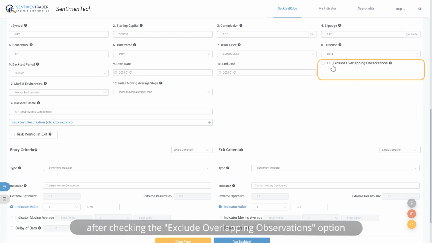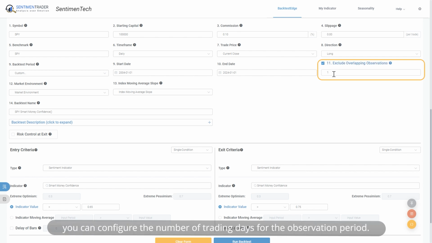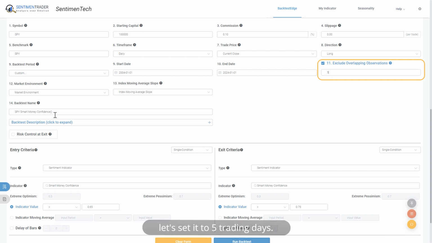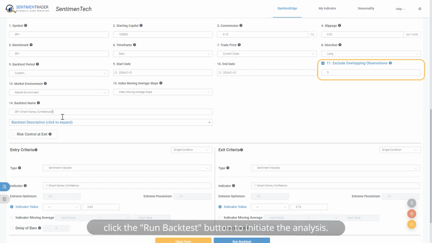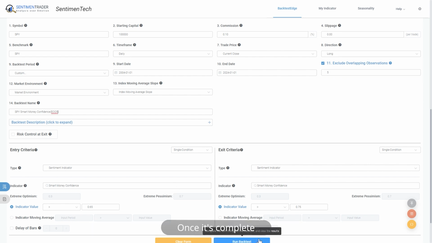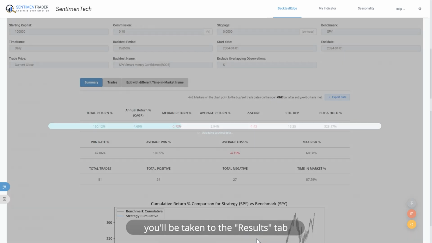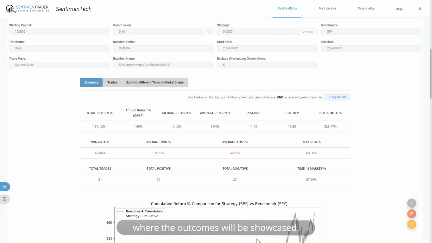Next, after checking the Exclude Overlapping Observations option, you can configure the number of trading days for the observation period. Now, let's set it to 5 trading days. Next, click the Run Backtest button to initiate the analysis. Once it's complete, you'll be taken to the Results tab, where the outcomes will be showcased.